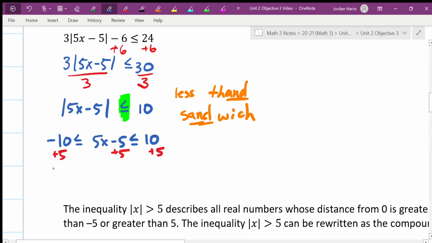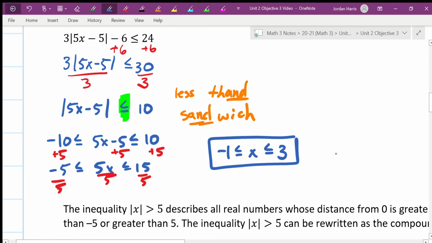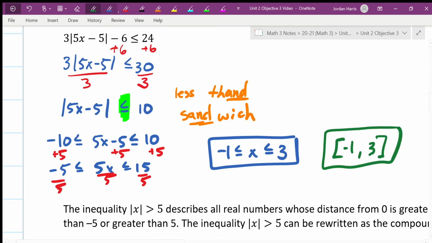We're solving still. So -5 is less than or equal to 5x is less than or equal to 15. And now I divide everything by 5. I get -1 is less than or equal to x is less than or equal to 3. And that's my solution. If you want to write it in interval notation, you can always use interval notation. We have that. And you need to make a graph. So 0, -1, 3 included, solid dots, shaded between. Okay.